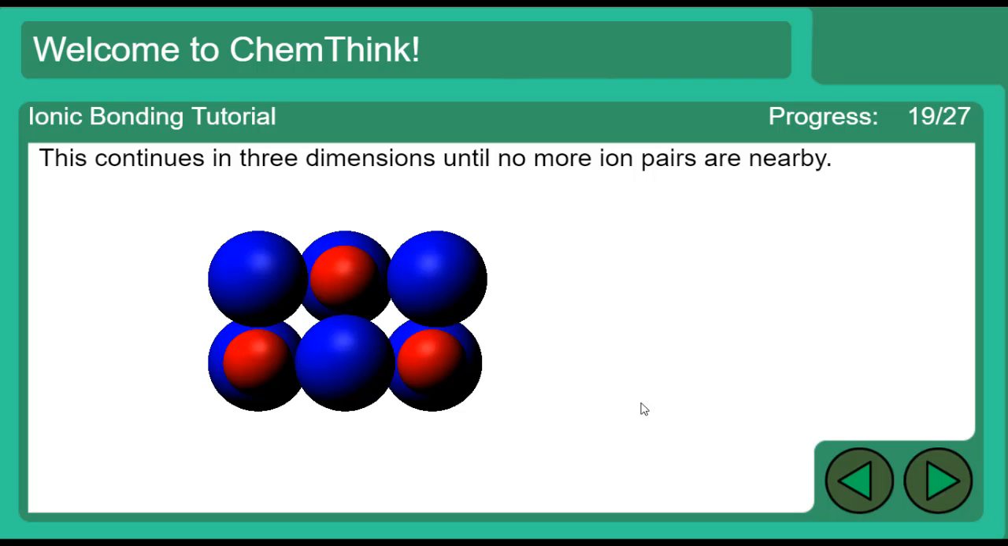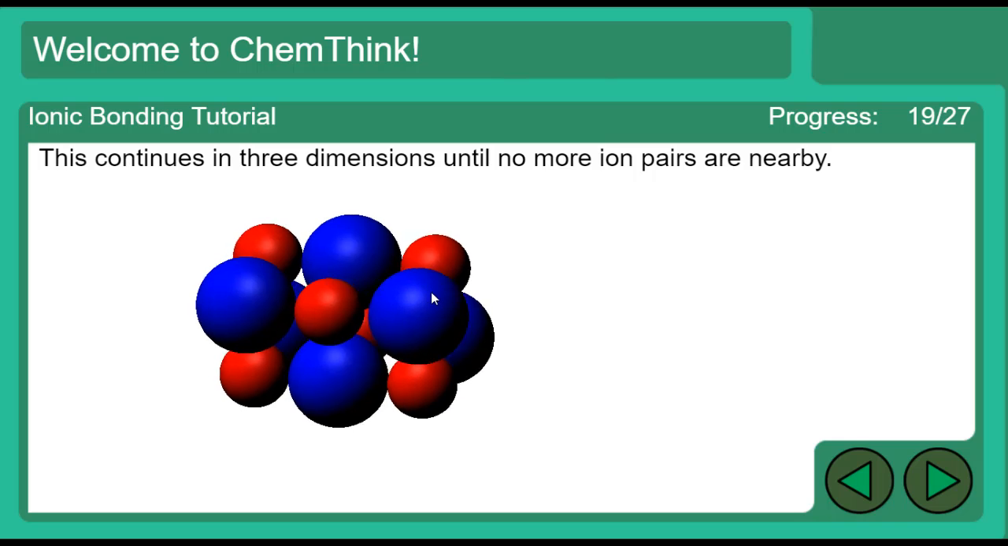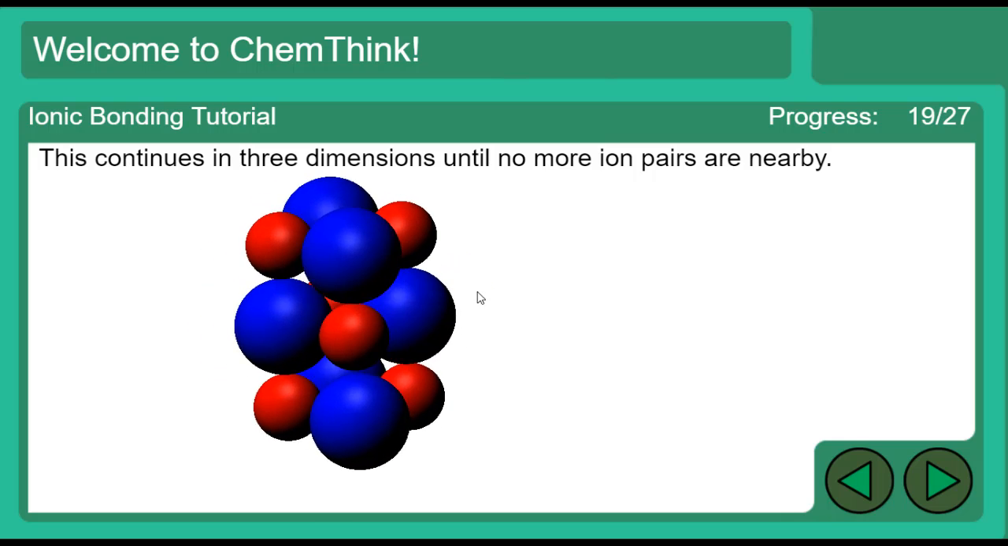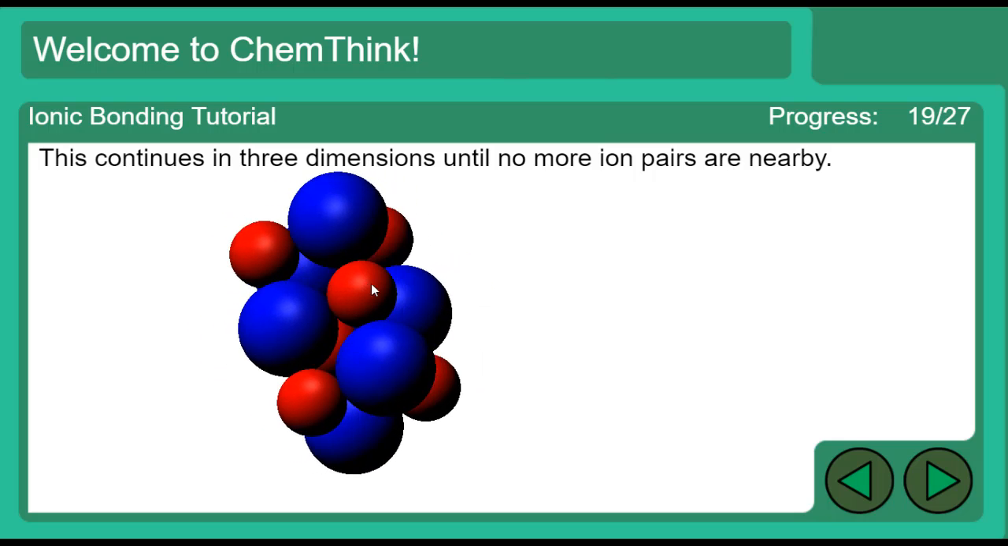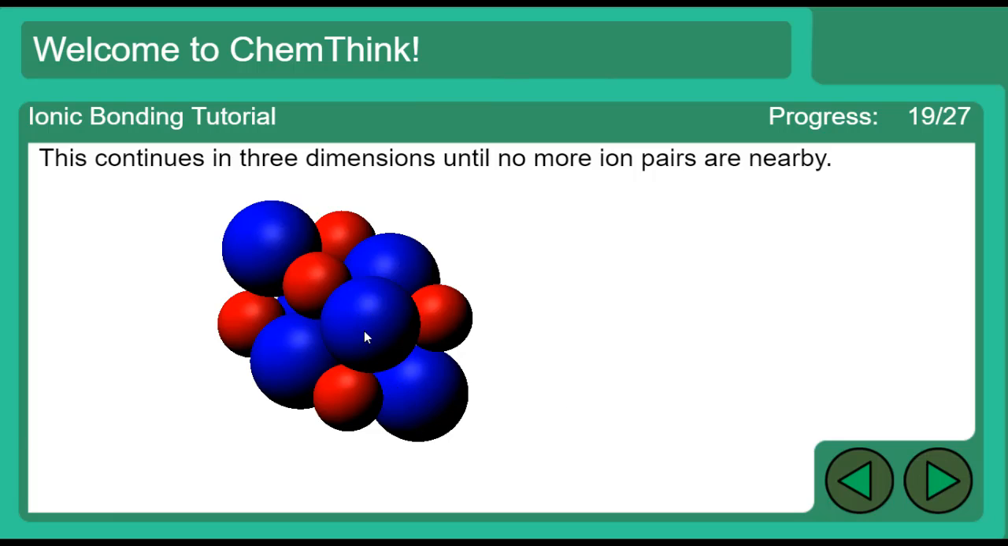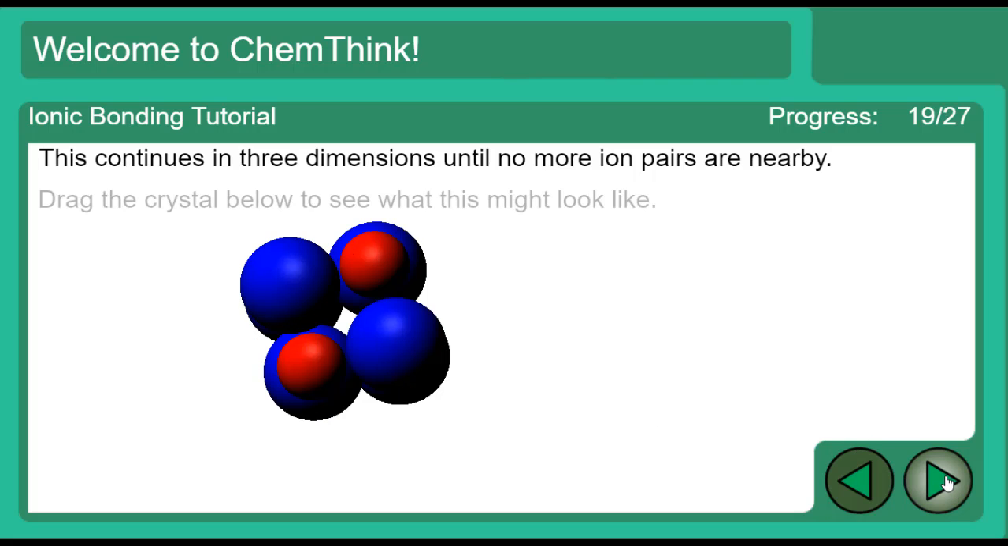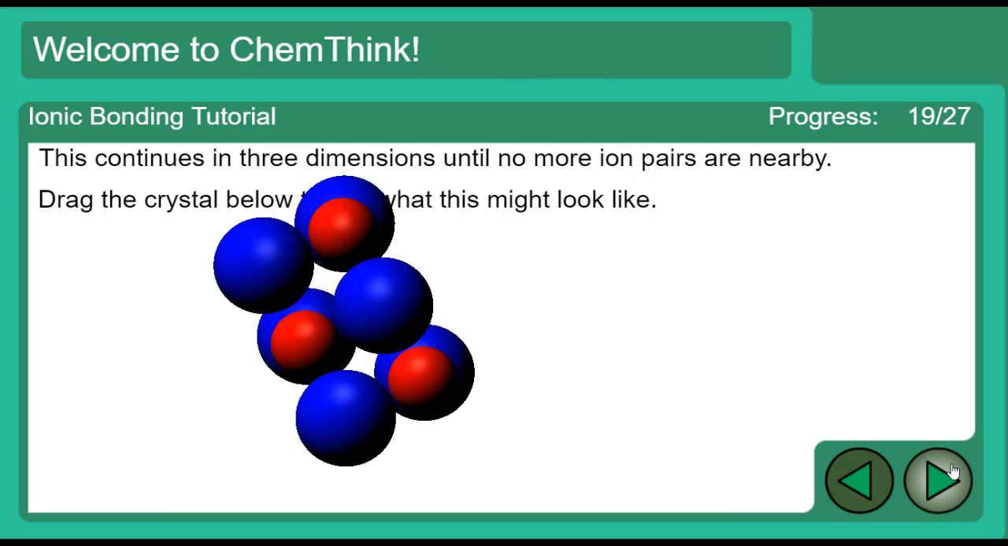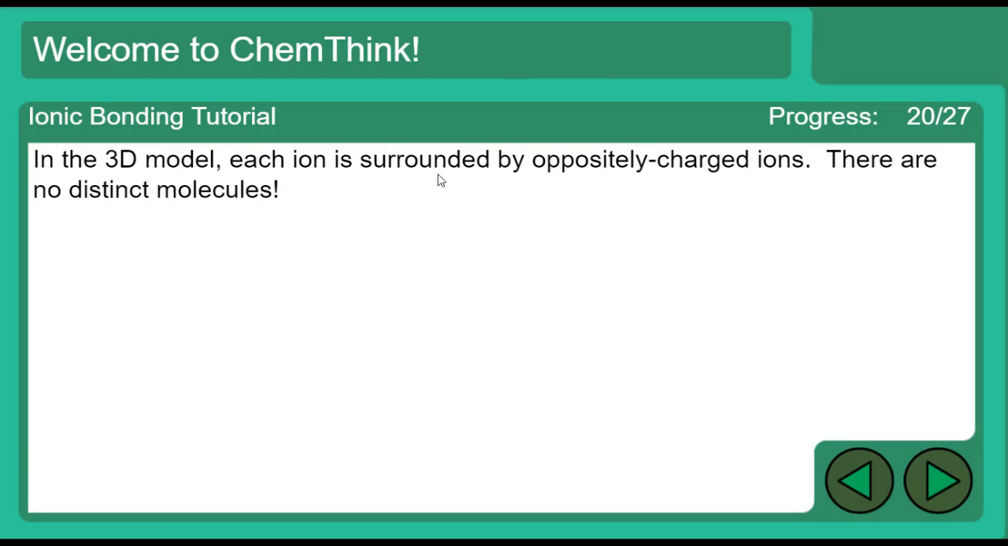Okay, and keep in mind it's also in 3 dimensions, not just the 2 dimensions that you saw. So as you turn this, you can see that for every sodium there is a chloride ion. Remember that the name of the chlorine is going to change from an INE to an IDE ending. Okay, and again, you can flip that sucker around and play with it if you like. So in the 3D model, each ion is surrounded by oppositely charged ions. There are no distinct molecules.